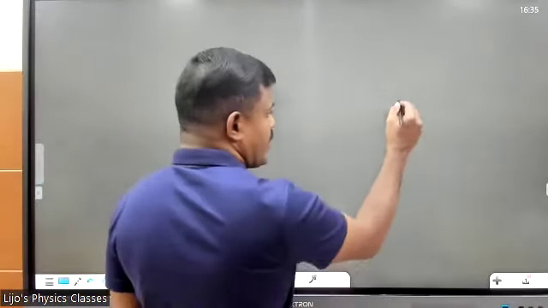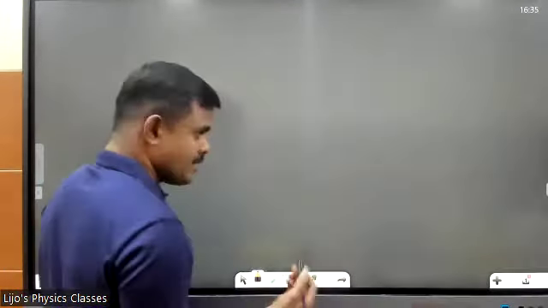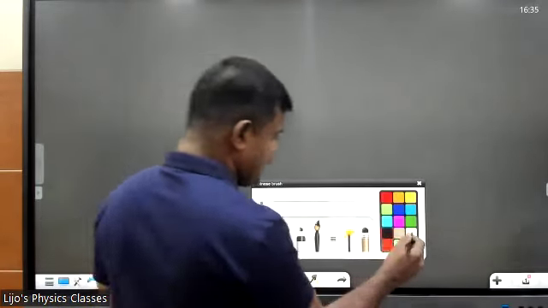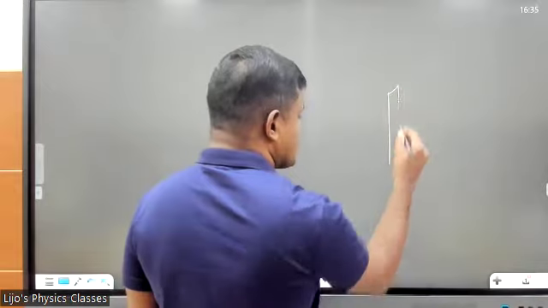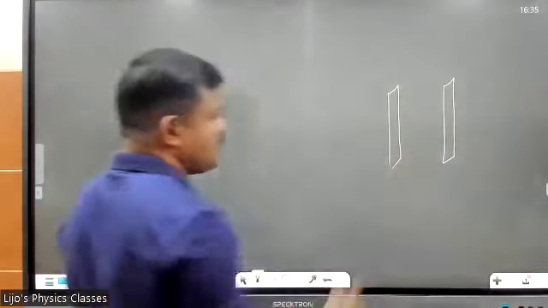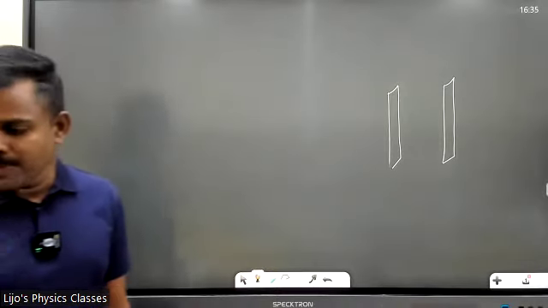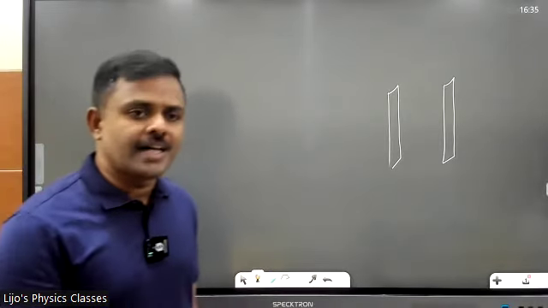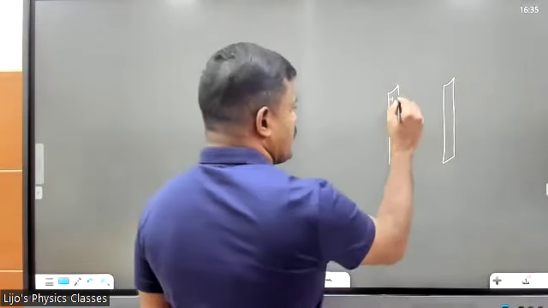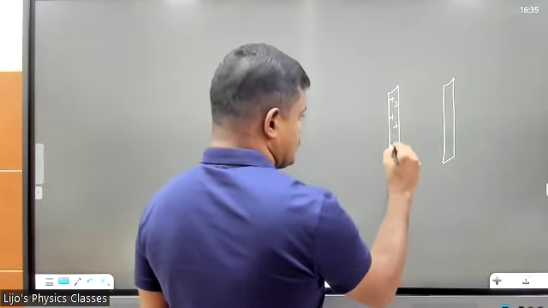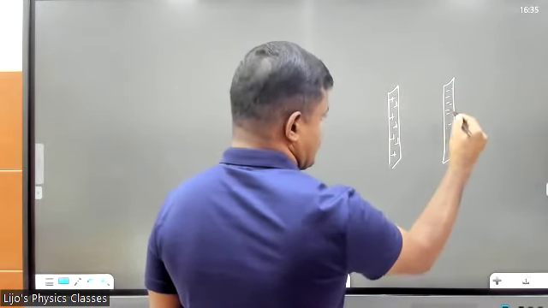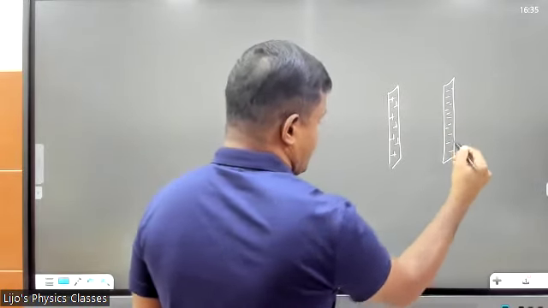There is something called a parallel plate capacitor. What is a capacitor in the first place? A capacitor is something that stores energy, right? It is a system used to store energy. A capacitor has two plates which are parallel to each other, right? First plate is full of positive charges. Second plate is full of negative charges.